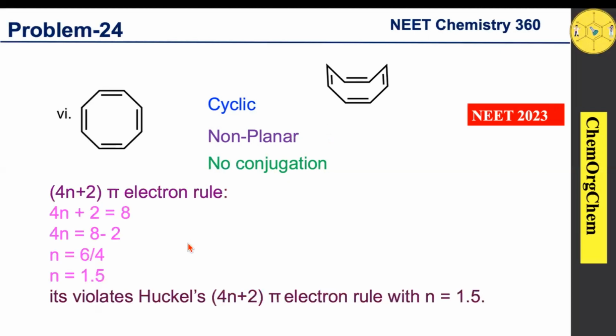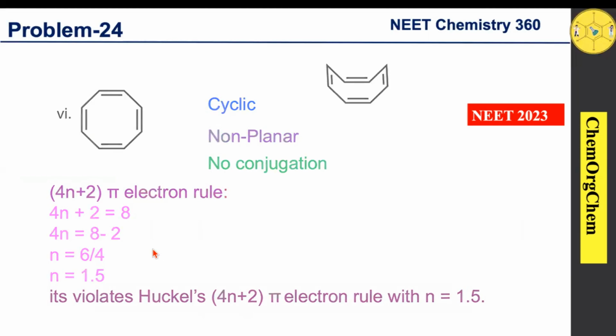Next moving on, the 4n plus 2 pi electron rule. Here there are 4 pi bonds, which means that it contains 8 pi electrons. So 4n plus 2 equal to 8, which gives us 4n equal to 8 minus 2, then n equal to 6 by 4, which gives us n equal to 1.5, which means that this compound violates the Huckel's 4n plus 2 pi electrons rule.